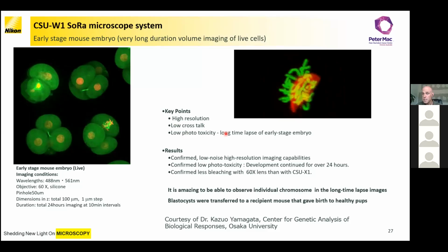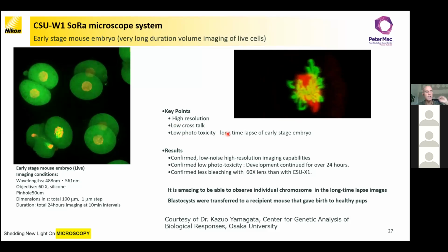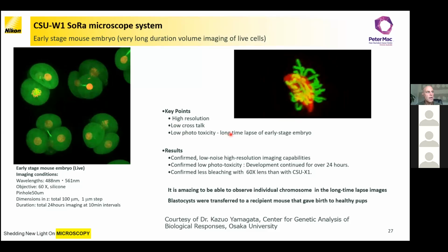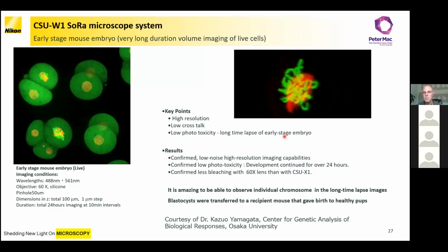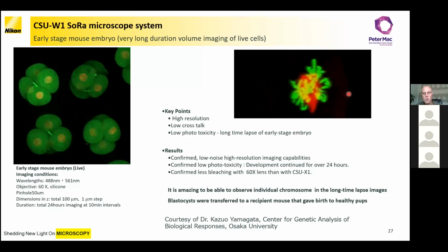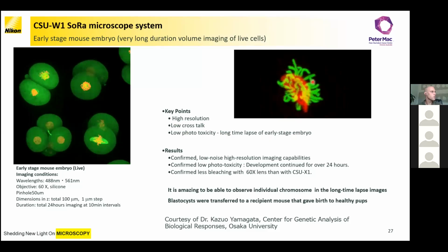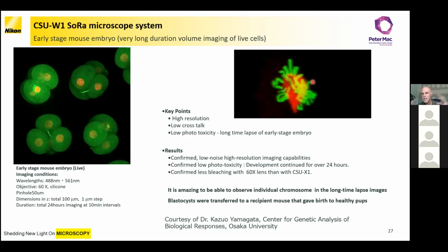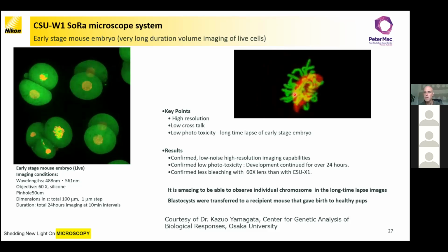As I mentioned previously a couple of times now, because of the low phototoxicity of the spinning disk system, it allowed researchers to collect this long time-lapse image of an early stage embryo. And what we have here on the top right-hand side is that image frozen in time. So on the left, we have the time aspect of it. On the right, we just have the 3D single time snap of that.